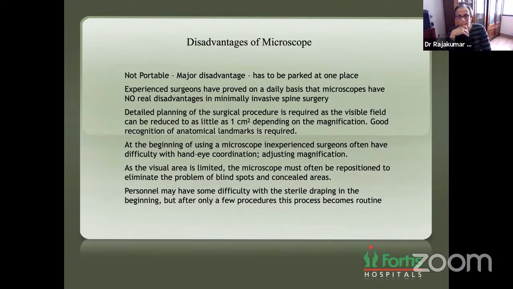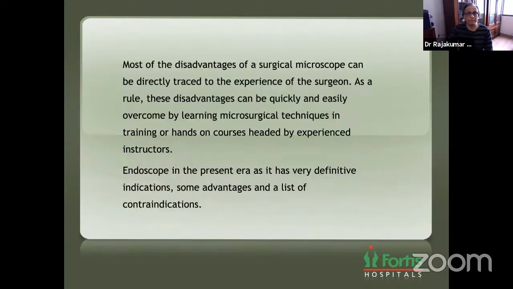One of the things that you must understand is microscopes have no real disadvantage as far as the usage is concerned. There are certain limits. For example, you can't see in certain corners. You can't do certain procedures in a very, very tiny hole. In very deep processes, the focus of vision becomes narrower and narrower. Therefore, I think appropriate use of microscope requires certain skill and training.